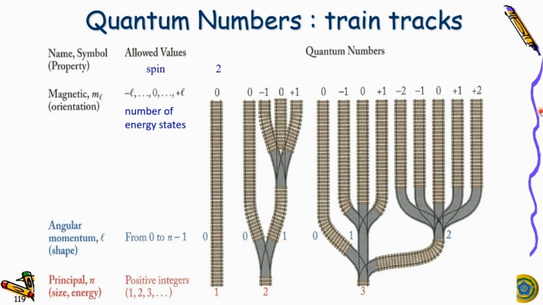Okay, so you have spin. For this spin, you have 2 electrons here, spin up and spin down. You have 2 electrons here, right? And here you have 6 electrons. And you have 2, 6, and 10 electrons.